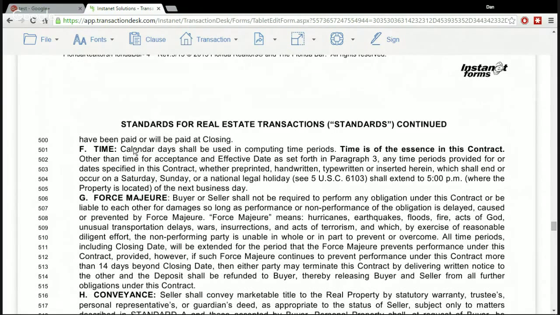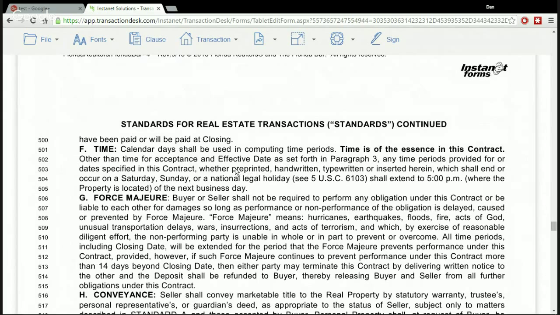Time. Here's a big one, guys. Time, F501. Highlight it. Calendar days shall be used in computing time periods. Calendar days, not business days, calendar days. Time is of the essence in the contract. Other than time for acceptance and effective date, any time periods provided for and dates specified in this contract, whether they put an exact date or whether they put 10 days after such and such, doesn't matter.